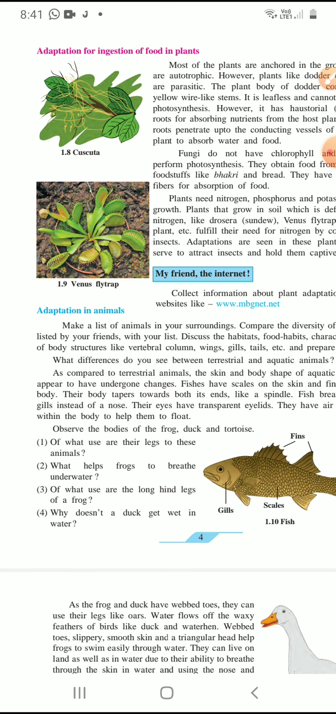Observe the bodies of the frog, duck, and tortoise. Of what use are their legs to these animals? What helps frogs to breathe underwater? So this you have to write compulsorily in your notebook. Okay.